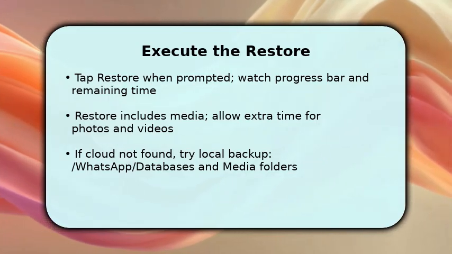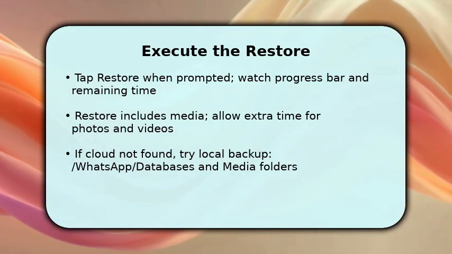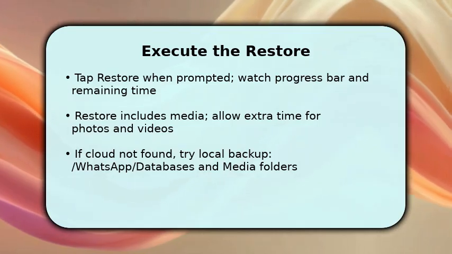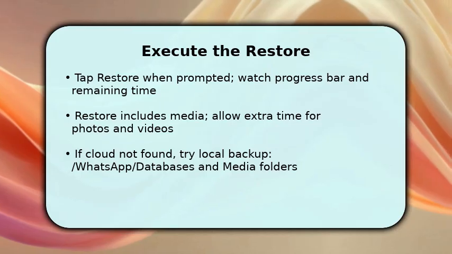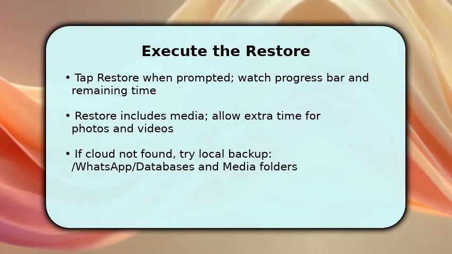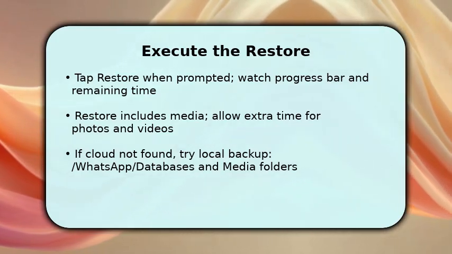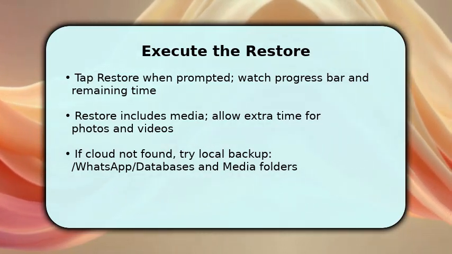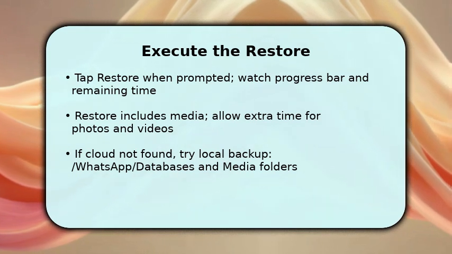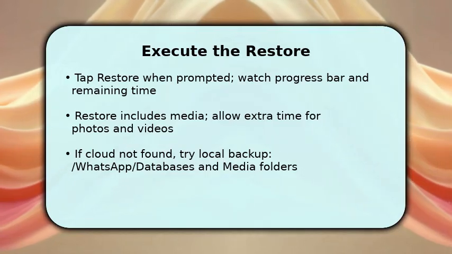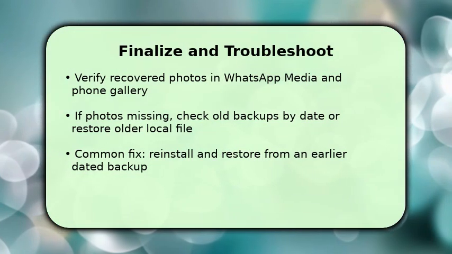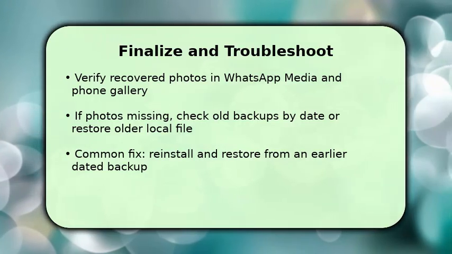If restore stalls, make sure you remain on Wi-Fi and the phone stays awake. Background kills can break the process. Once done, WhatsApp reconstructs galleries from the media folder. If the cloud backup isn't detected, switch to local backup recovery using files stored in /WhatsApp/databases and /WhatsApp/media. You finish by confirming photos are visible in chats and the gallery.